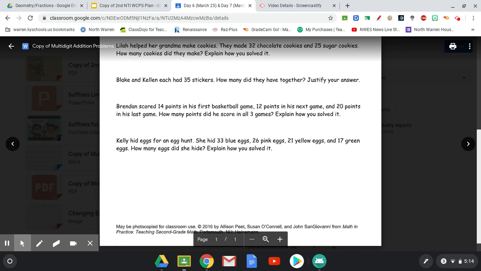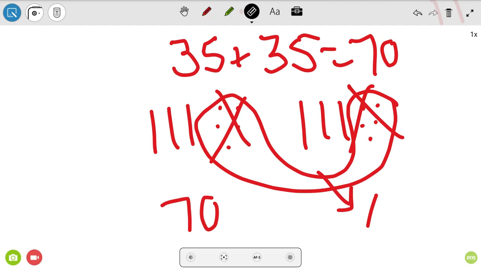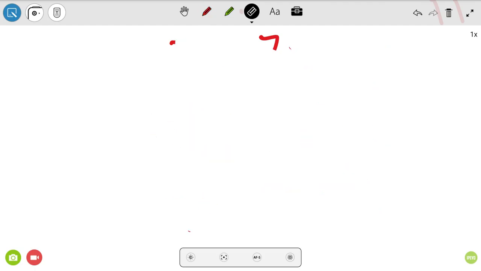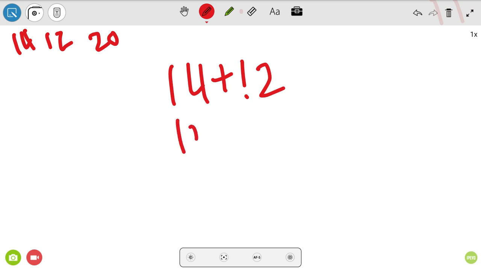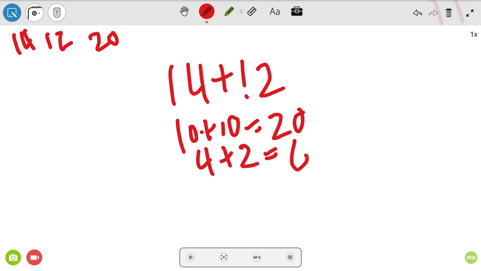So 14, 12, and 20 are my numbers. I'm going to write those at the top so don't forget. 14, 12, and 20. So I'm just going to pick 2 numbers that I want to add together. 14 plus 12. So that would be 10 plus 10, which is 20. And then 4 plus 2, which is 6. And 20 plus 6 is 26.